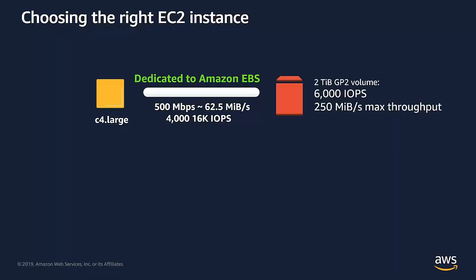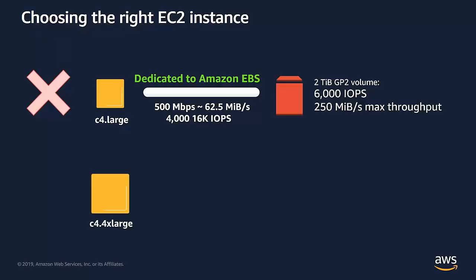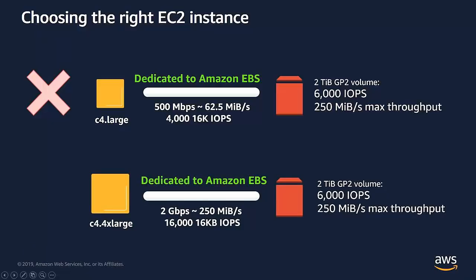But if you attach a 2 terabyte GP2 volume, which is capable of up to 6,000 IOPS and 250 megabytes per second of throughput, then the instance can't provide the maximum bandwidth that the volume is capable of. So, you'll want to make sure you choose an instance type that provides the bandwidth needed by the EBS volumes. In this particular case, a C4 4x large instance will give you the bandwidth needed to deliver on both IOPS and throughput.